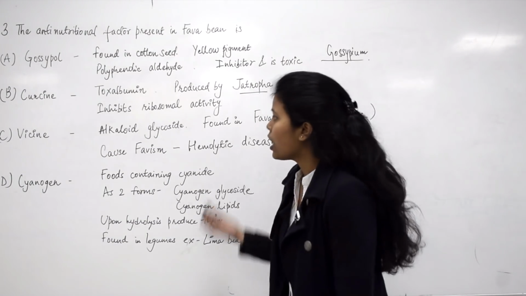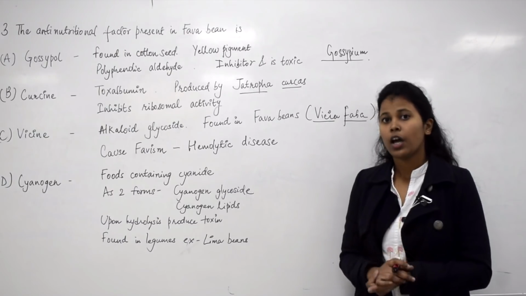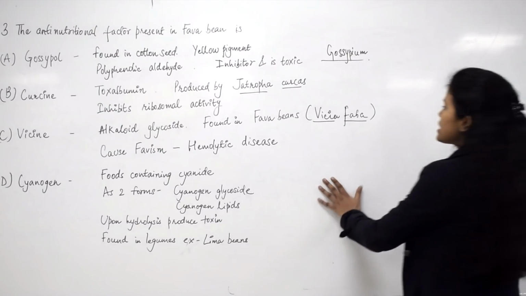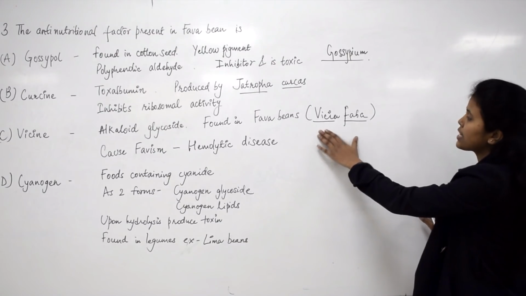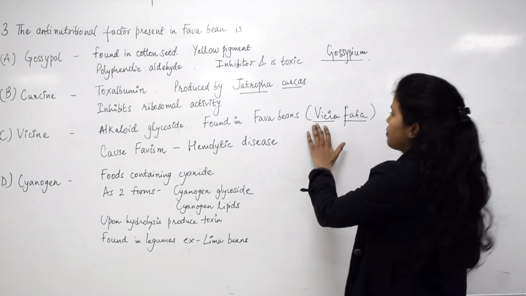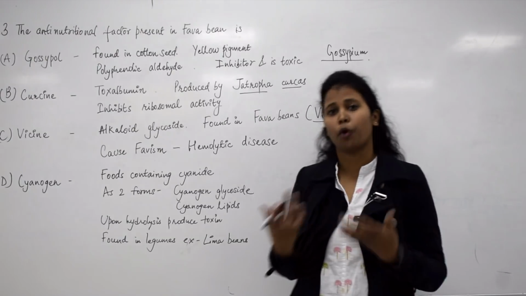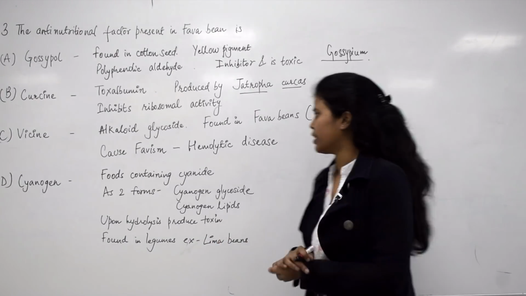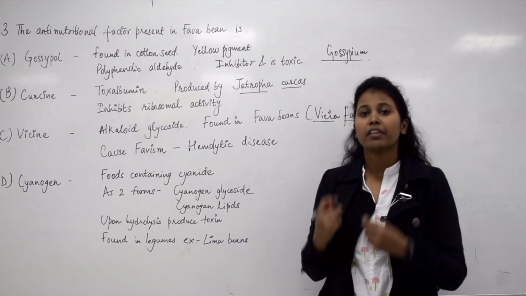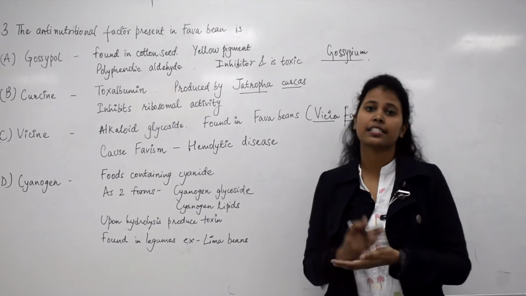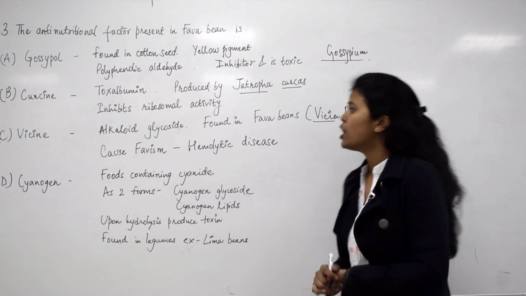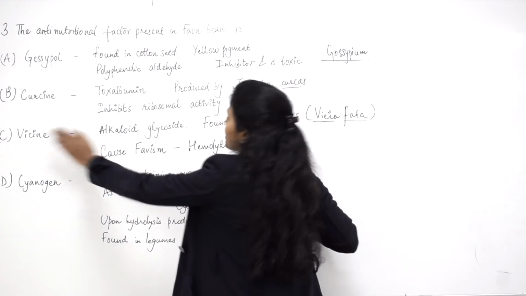Next is vicine. Vicine is an alkaloid glycoside which is mainly present in fava beans, that is what the question is asking. The botanical name of fava beans is Vicia faba, so from this you can remember that vicine is present in Vicia faba, that is fava beans. Fava beans are generally called broad beans and are consumed in northern areas of India. These cause a major disease called favism. Favism is a hemolytic disease, that is, it damages the red blood cells of humans, and it may cause hemolytic anemia in severe cases. So vicine is the right answer, that is present in fava beans.